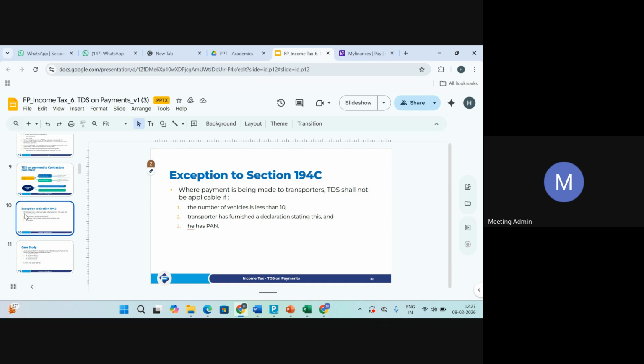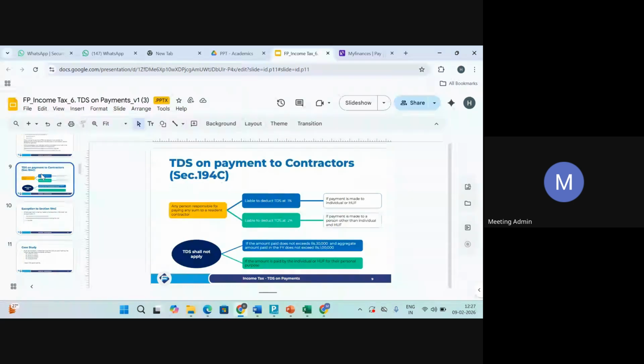Exceptions to section 194C. In some cases there are exceptions. You can see whether the payment is being made to a transporter, transporting from one place to another. If that transaction is made, TDS shall not be applicable. Like in the last slide, we had a contract. Sometimes we get a contract where we issue four to five vehicles for transport purposes and all the stuffing.